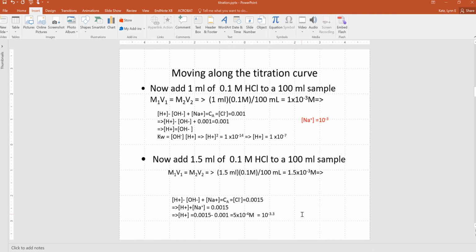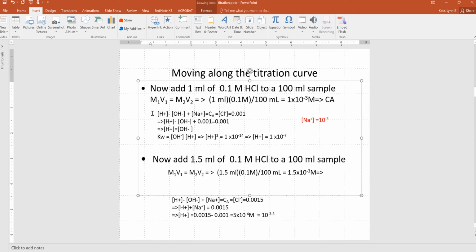Okay. Moving on, remembering still that the Na+ concentration is 10 to the minus 3 because it's the same in every beaker. I now add 1 ml of 0.1 molar HCl to this new beaker, and again 100 ml sample, and again I neglect the volume change. I use M1V1 equals M2V2, or 1 milliliter times the 0.1 molar divided by 100 milliliters to solve for M2, which is equal to 10 to the minus 3 molar.